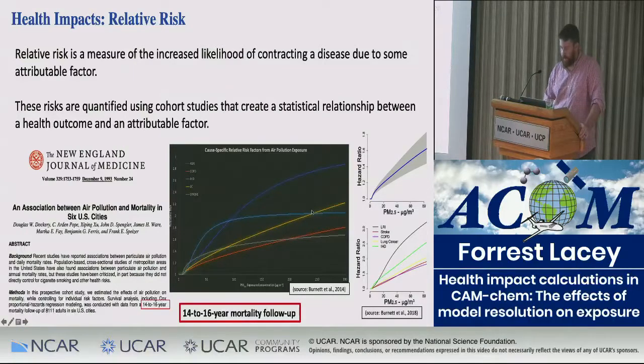One of the main differences, and one thing that I want to highlight, is it's extremely non-trivial to generate these curves. You need a long temporal scale of data. This specific study was a 14 to 16 year cohort study. So what they did was they tracked ambient air pollution and individuals and their health outcomes over a 14 to 16 year period to generate these curves. So it's not like you can just go out and generate new curves every year, because you have to have co-located mortality rates with air pollution monitoring.